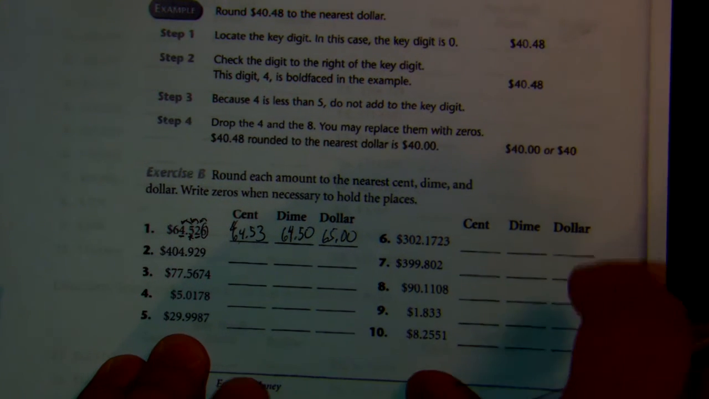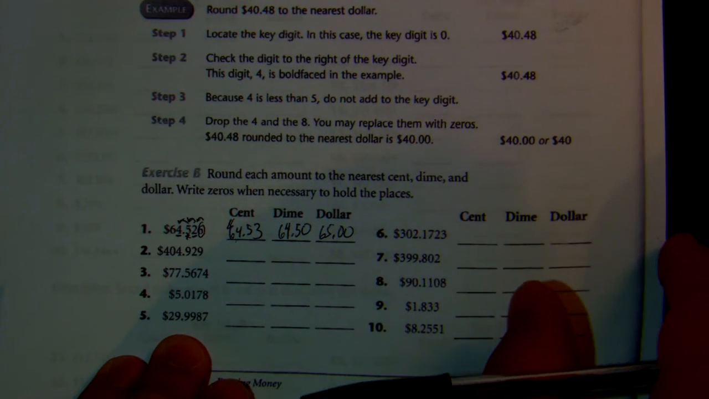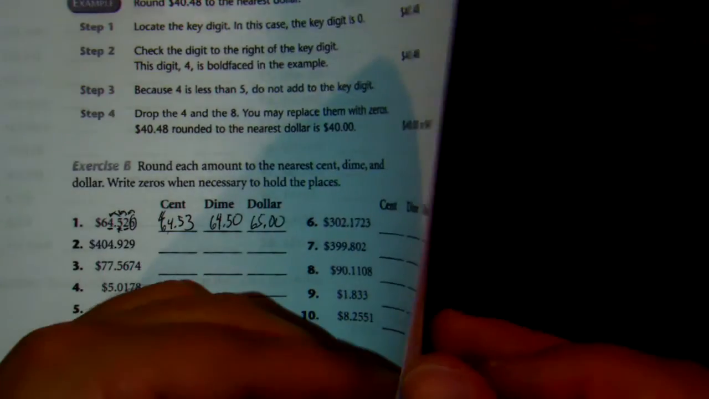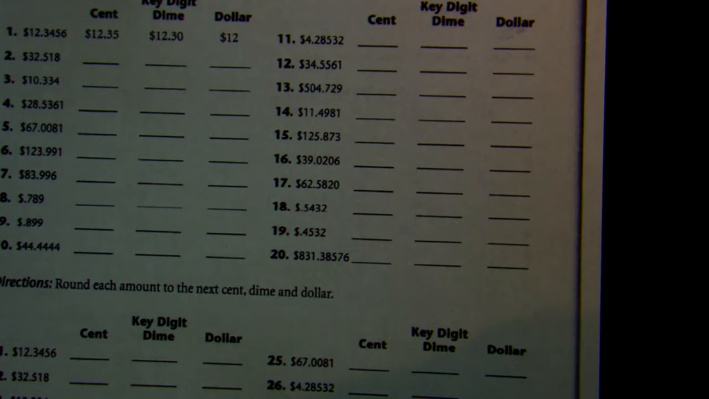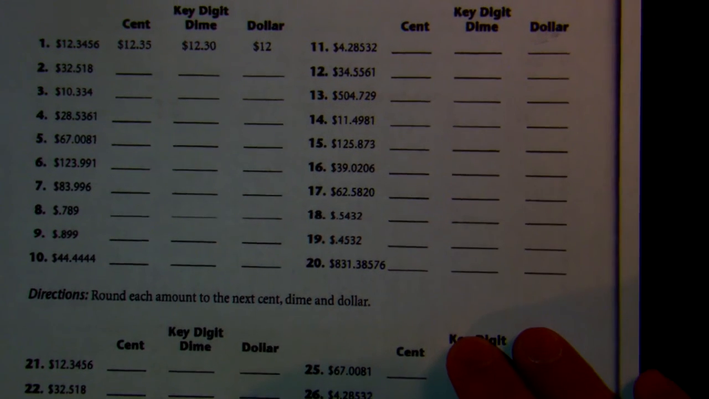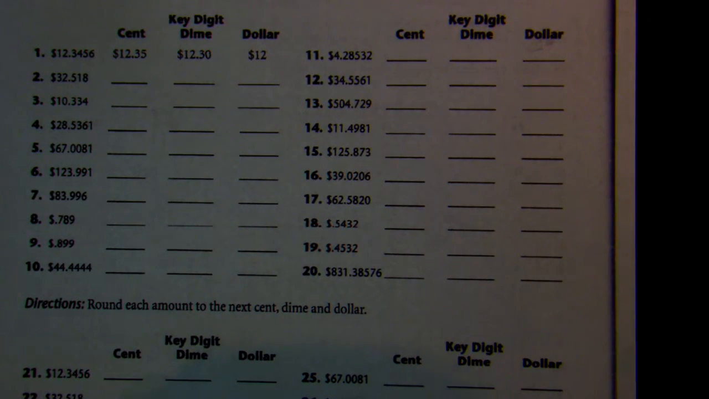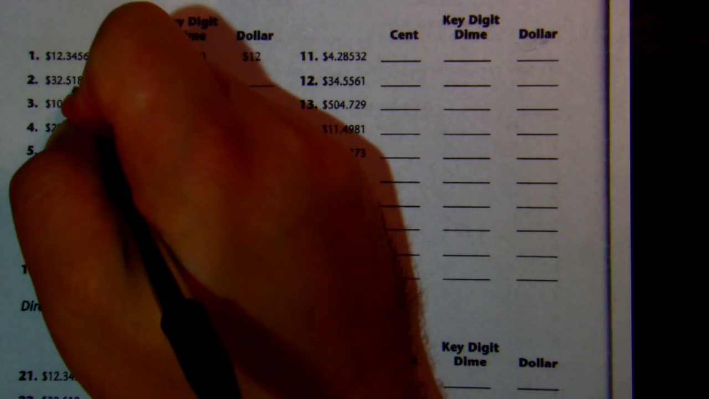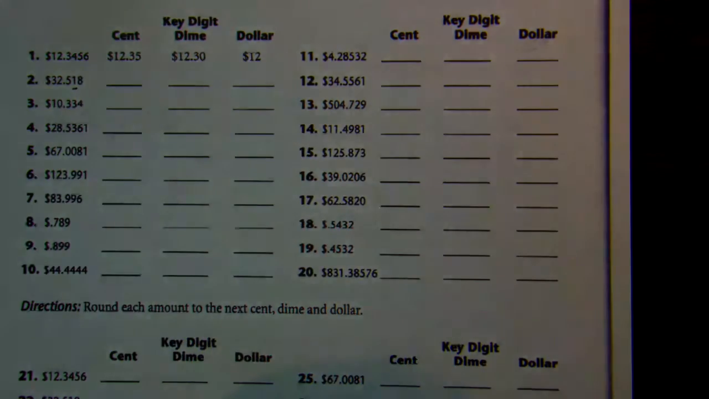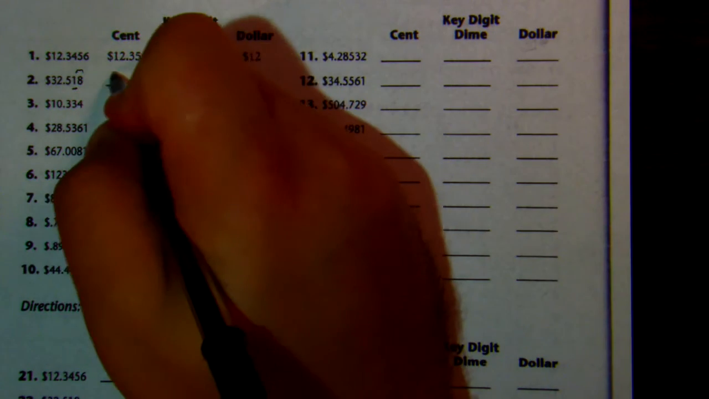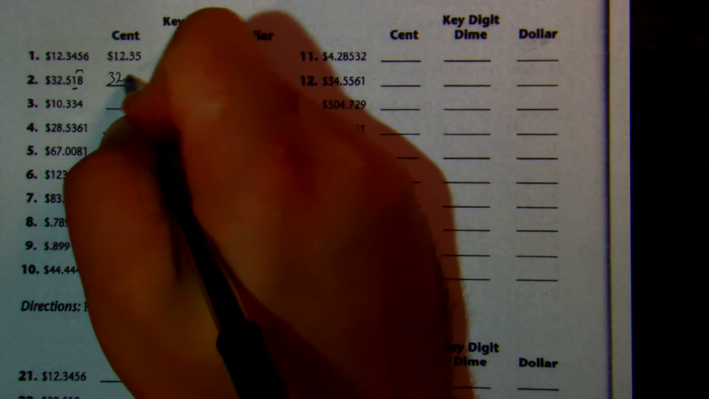And then the last page of the exercise. Let's get that page. It's the same exercise. You're going to be rounding to the cent, dime, and dollar. So we'll go ahead and do another example for you. So for the cent for number 2, again, it's 2 after the decimal. This 8 tells it to go up. So you're at $32.52.